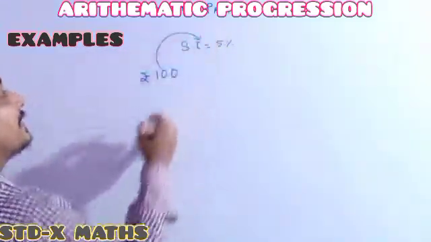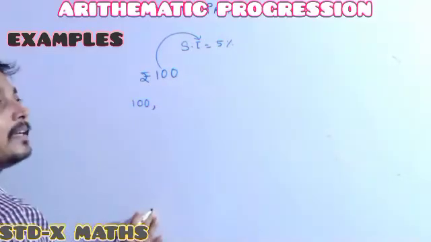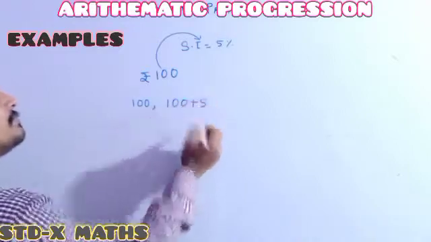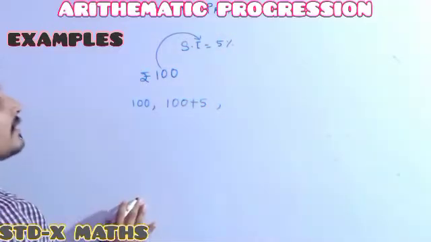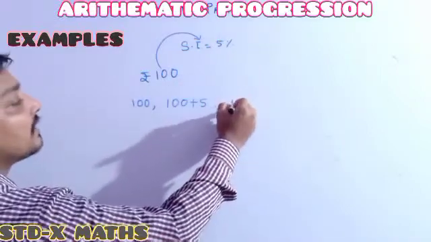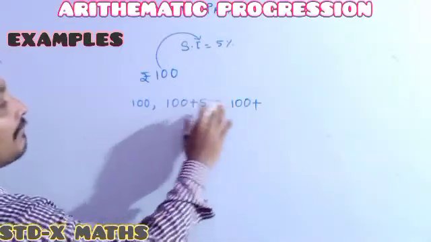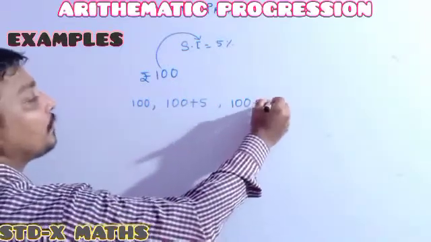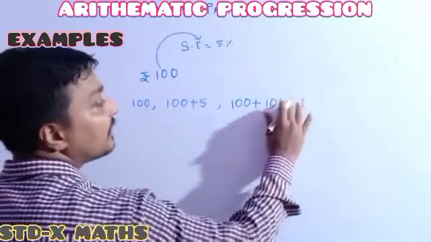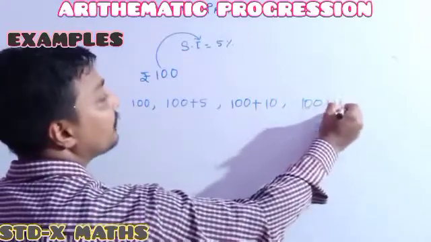So after 1 year, see, I kept the 100, so after 1 year I will get 100 plus an extra 5. Then after the second year, after 2 years' completion, I will get 100 plus 2 into 5, equal to 10 rupees. Next year I will obtain 100 plus 3 into 5, equal to 15.